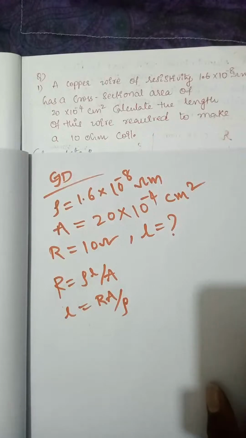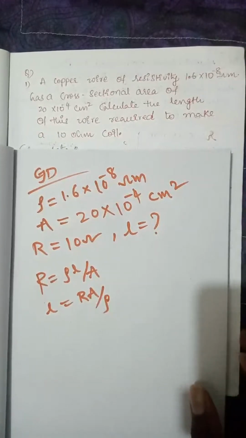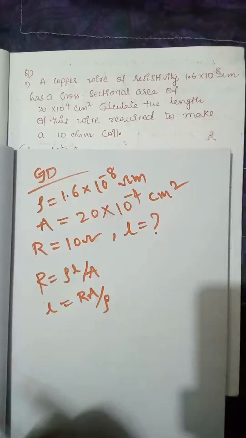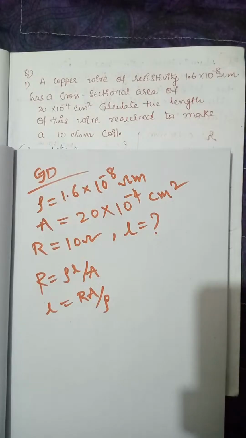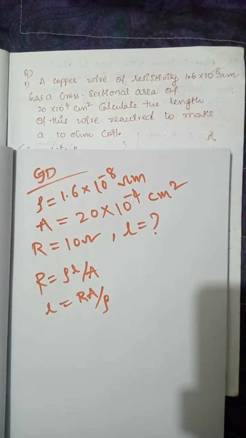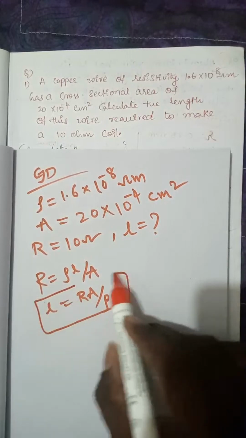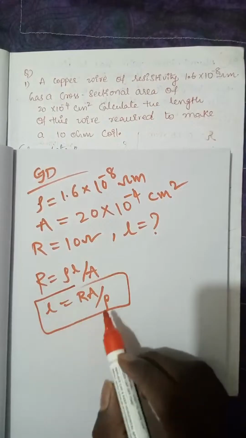See, as I said, this is a practice class. Problems are compulsory. In the previous class, I explained the entire electricity chapter. Now we are working on problems. These problems are very, very important: how to solve problems and what is the given data, everything. We must find that first. Then automatically, try to substitute the values. So this is the final formula. The length we have to find out. So L equal to RA by rho.